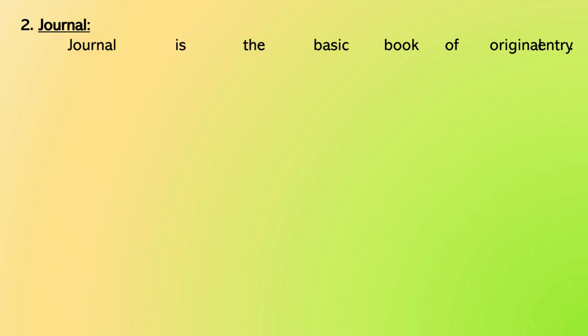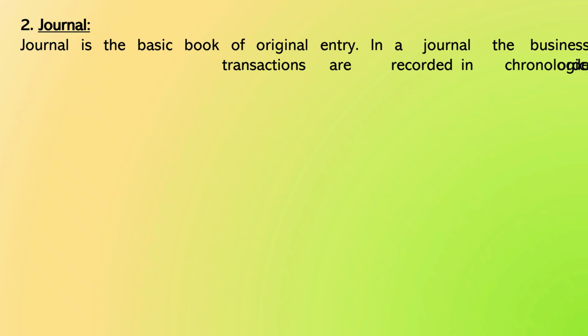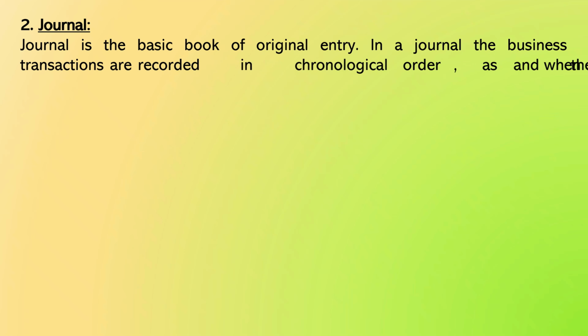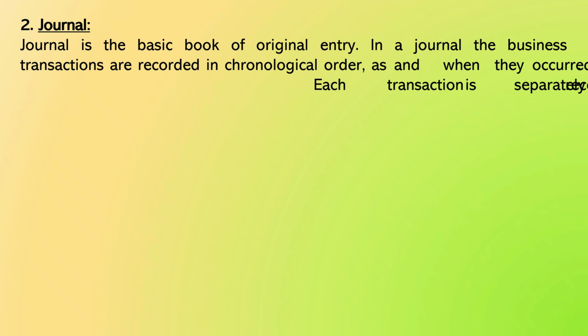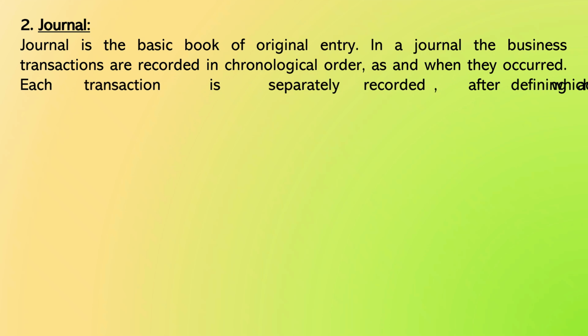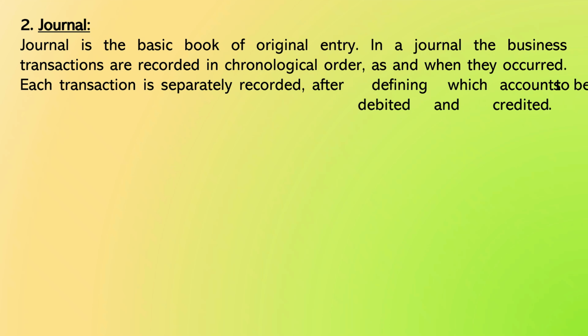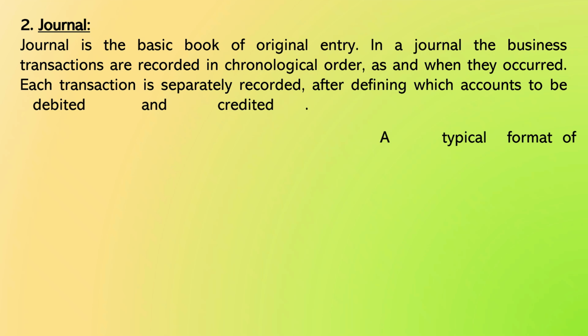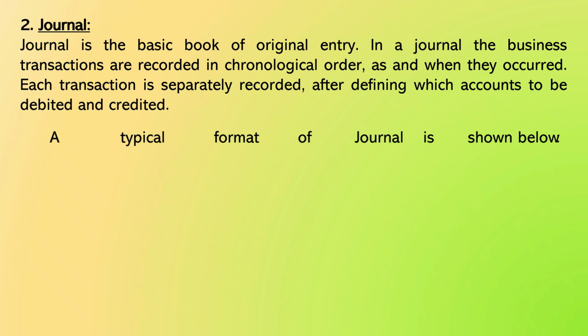Two. Journal. Journal is the basic book of original entry. In a journal, the business transactions are recorded in chronological order as and when they occur. Each transaction is separately recorded after defining which accounts are to be debited and credited. A typical format of a journal is shown below.